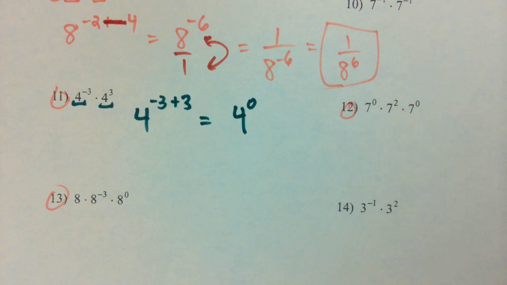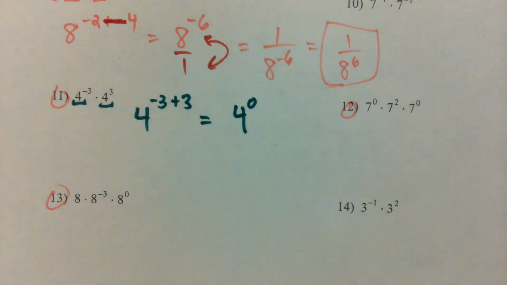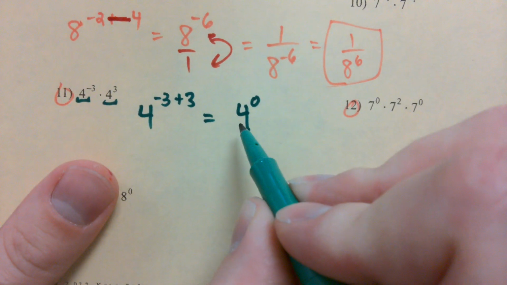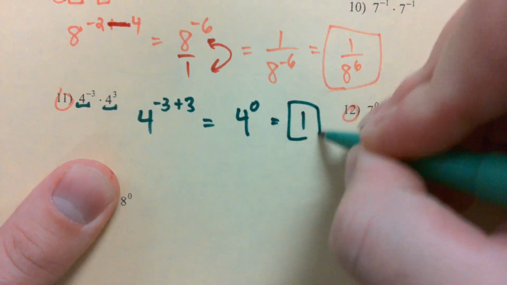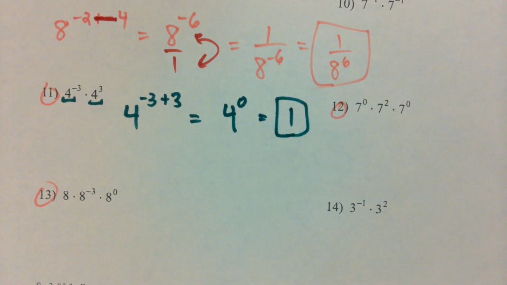I saw a couple times when I was walking around yesterday that you put 0 as our whole answer. That's not quite right. What is 4 to the 0th power equal to? 1. Good. We remember that from Friday. I love it. 1.